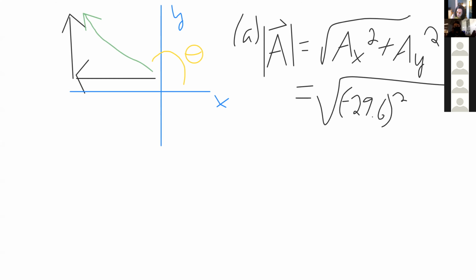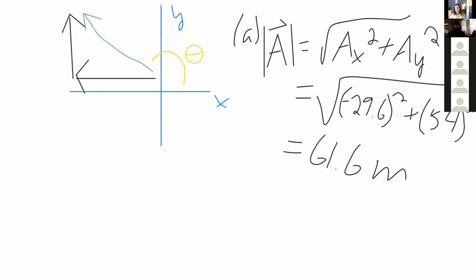So negative 29.6 squared plus the y component, which is 54. And this is a nice equation that you can plug right into your calculator. If you do that with these numbers, you'll get 61.6. And the units here, since both the x and y components are in meters, the units carry over, and you also have meters here. So there's a free point on your homework.